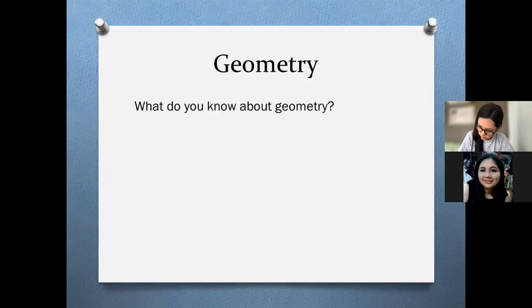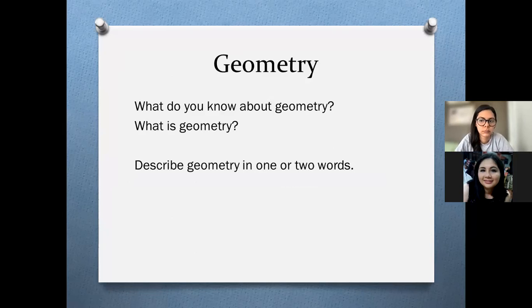So when we talk about geometry, what do you know about geometry? What is geometry? I will ask you to describe geometry in one or two words. So everybody is able right now to participate. So please do it. Just let me check if I'm recording. Oh yes, I'm recording. So please participate. Okay, I will describe geometry in one word like shapes. Shapes. Could you write it here? I will write it right now, please? Like Ana Lucia did it.